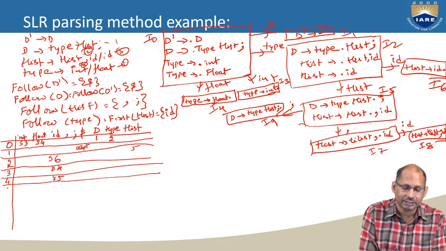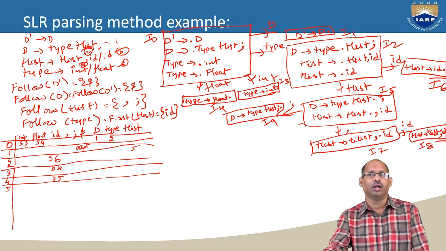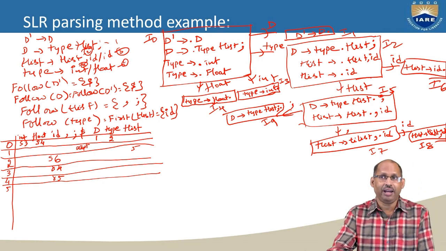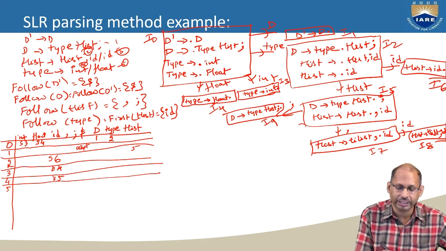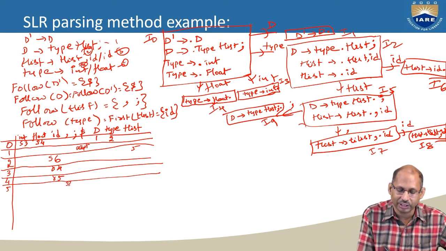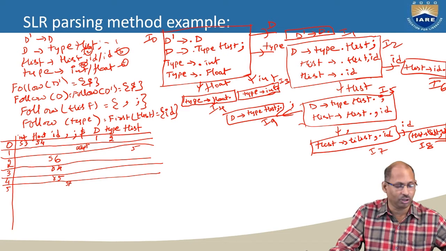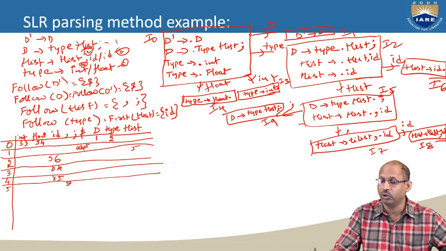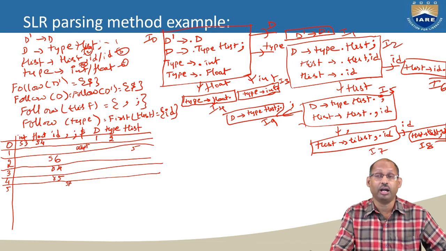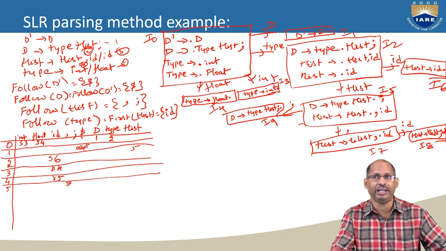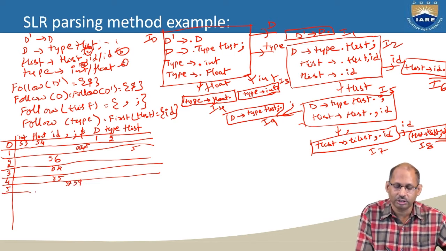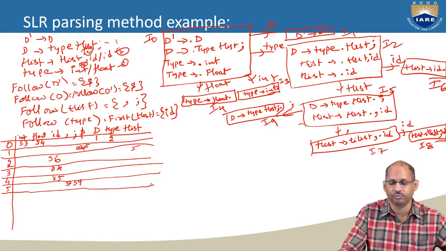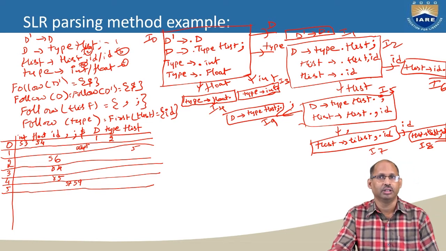Then what is next? State 5. State 5 has two go-to operations, on comma and semicolon. On comma it goes to I7, so simply write 7. On semicolon it goes to I9, so simply write 9. State 5 is over.